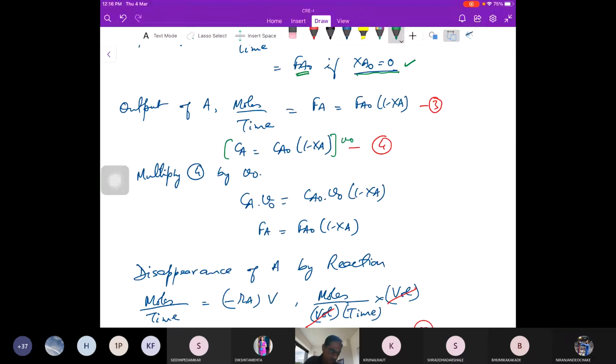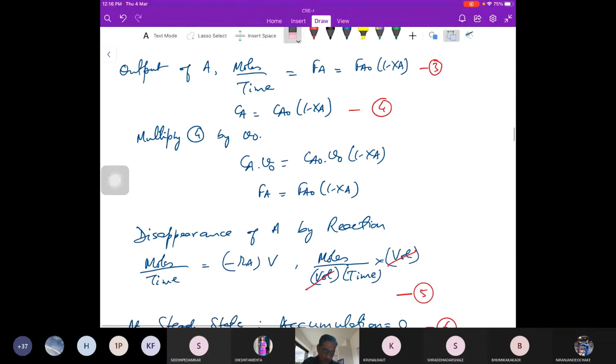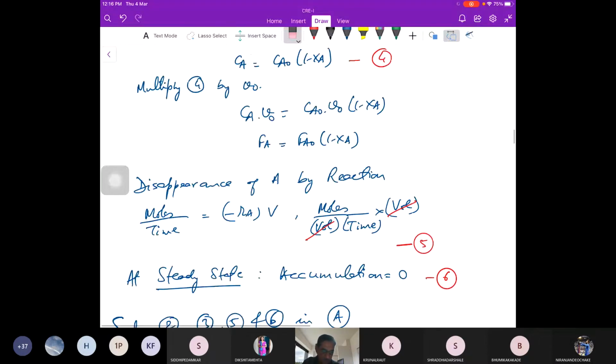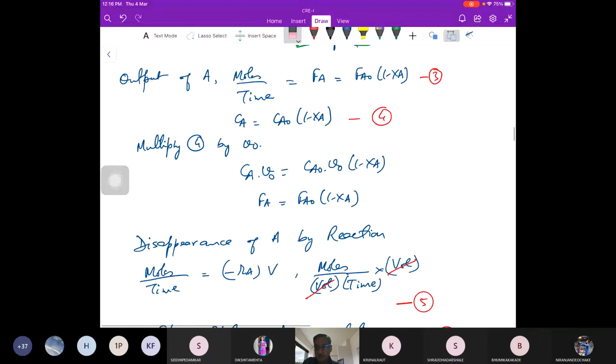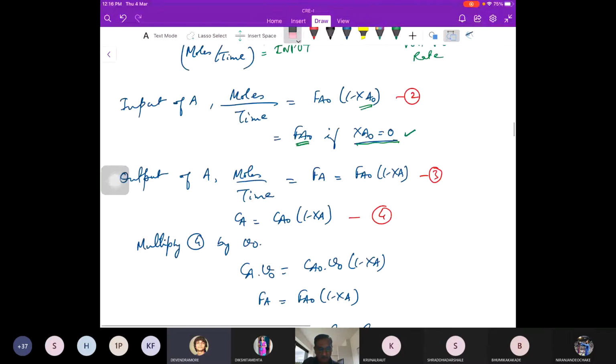Okay, let me remove that. So Ca equal to Ca naught 1 minus Xa, multiplied by V naught, we get Fa equal to Fa naught 1 minus Xa. Okay? Any questions on equation 3? Okay, so hello sir. Yeah. Sir, why have we considered Xa naught? I did not understand that. Yes, why have we considered it?